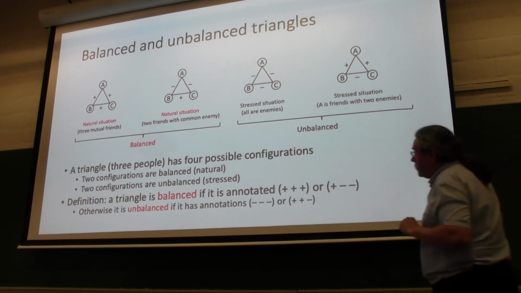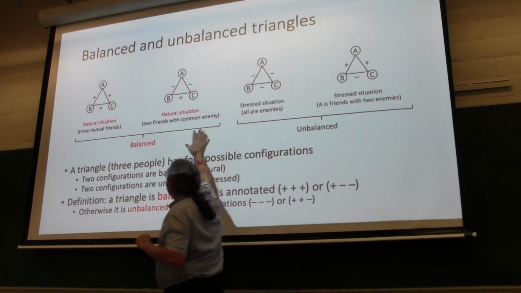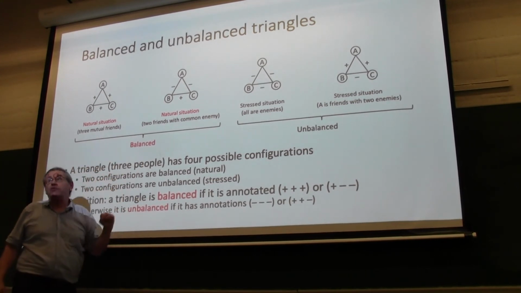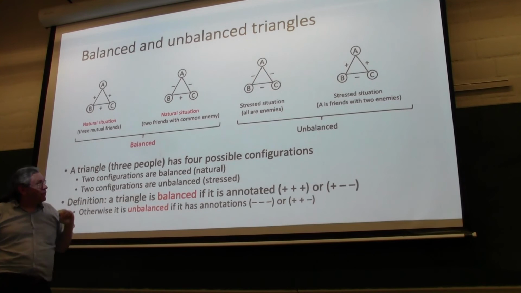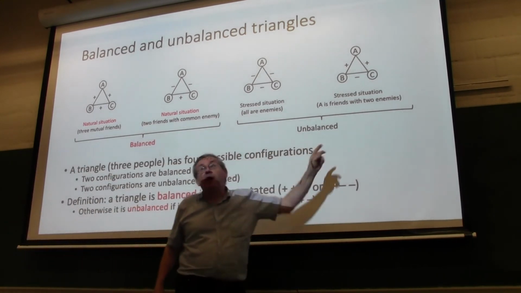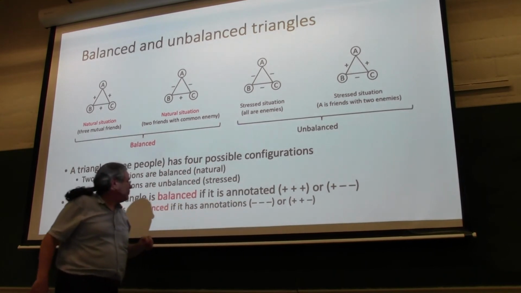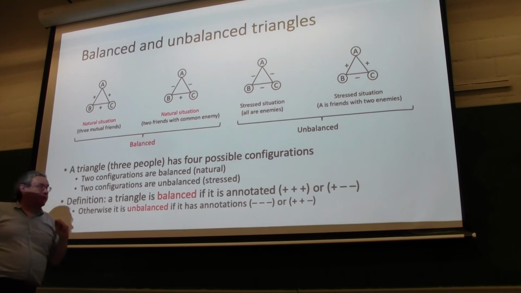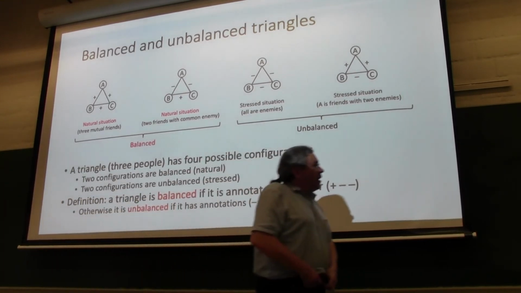So these are the four configurations. We will say a triangle is balanced if it's in the two left situations. It's a very stable, natural situation. And we'll say it's unbalanced if it's one of the two right situations. So we have balanced triangles or unbalanced triangles.